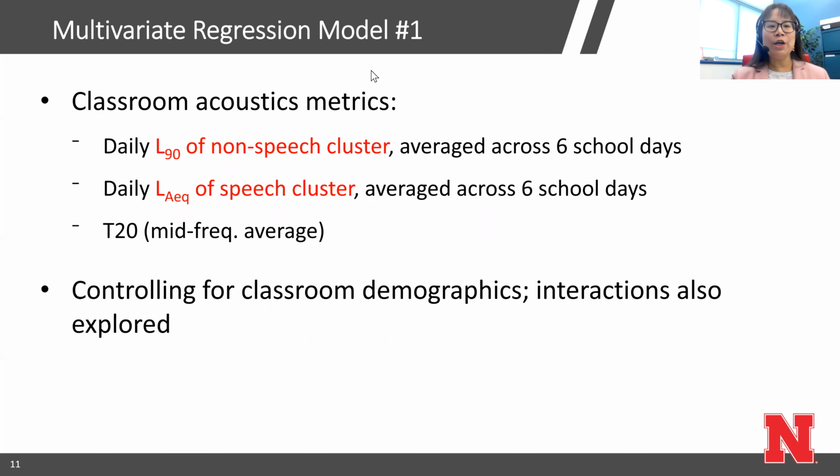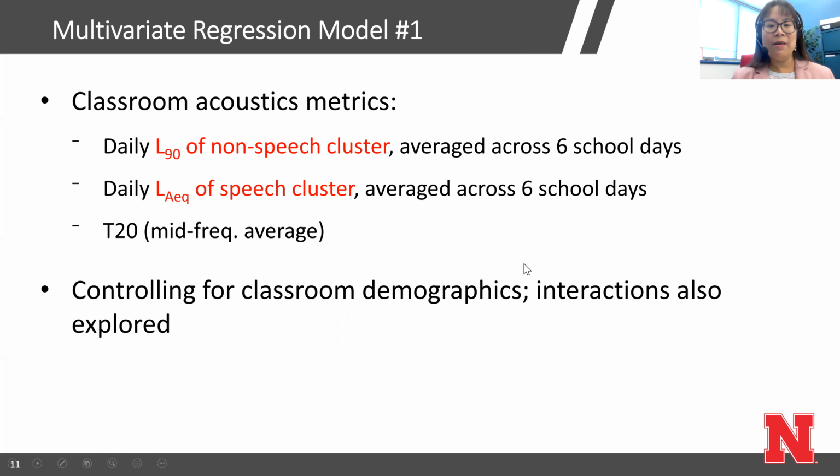So what was here, the level L90, which is the level exceeded 90% of that day. And then we would look at it for each of the 6 days for a classroom and arithmetically average those 6 to use that as the value that would represent this classroom for that category. And similarly for speech, we looked at the A-weighted equivalent sound level of the speech cluster over one day, saw what that was over all the 6 school days, and arithmetically averaged those daily values. So these were our 3 metrics, and we controlled for the demographics I've already presented.